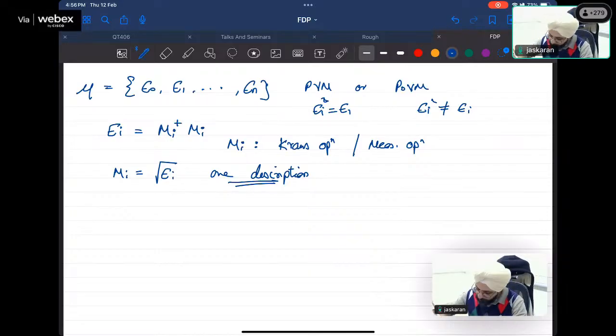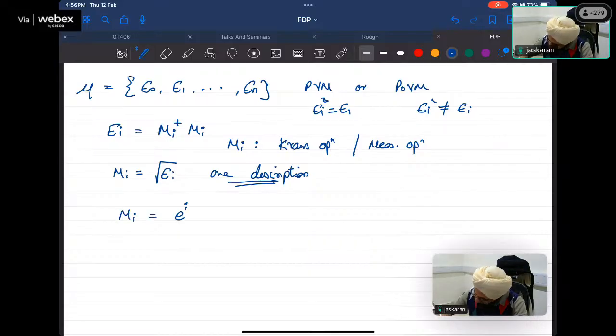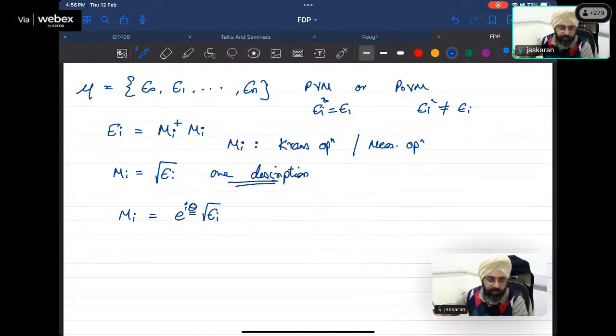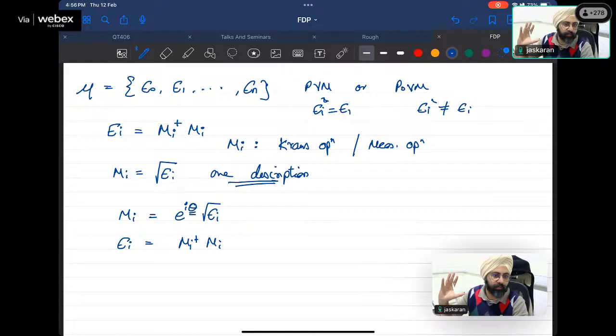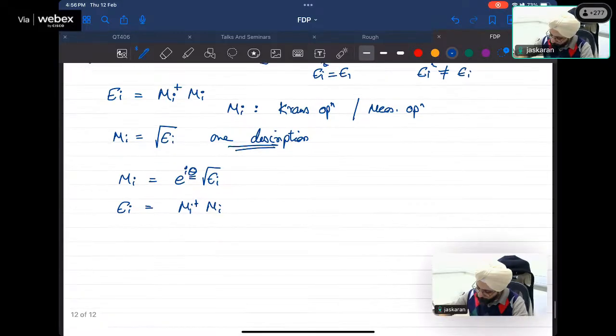For example, I can have a measurement operator Mi equal to e to the power i theta times square root of Ei, where theta could be any parameter. As you can see, Ei is still Mi dagger Mi. I can choose any particular value of theta, and it will still satisfy this particular equality.